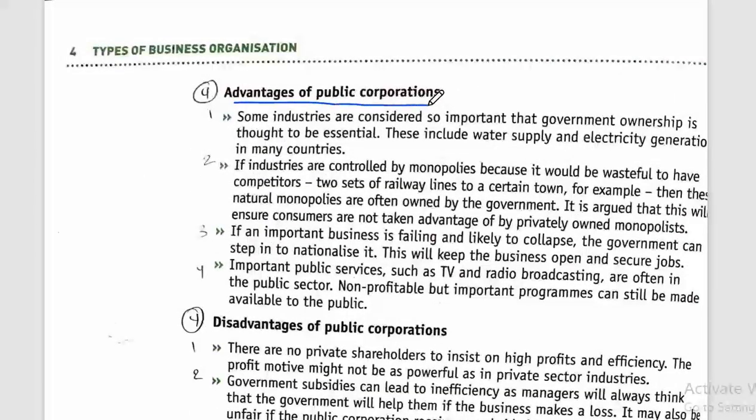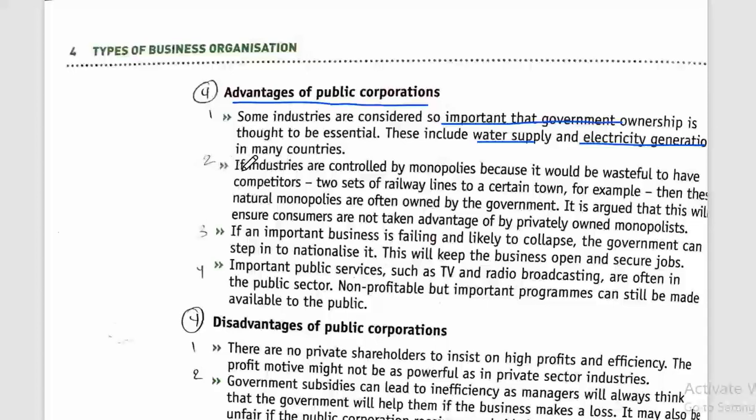Advantages of public corporation. So what are the advantages of public corporation? We have four advantages. Number one, some industries are considered so important that government ownership is thought to be essential. These include water supply and electricity generation in many countries. So all the services that the citizens really need, like electricity and water, it's important for them to be run by the government, because the government has this goal of serving the community.